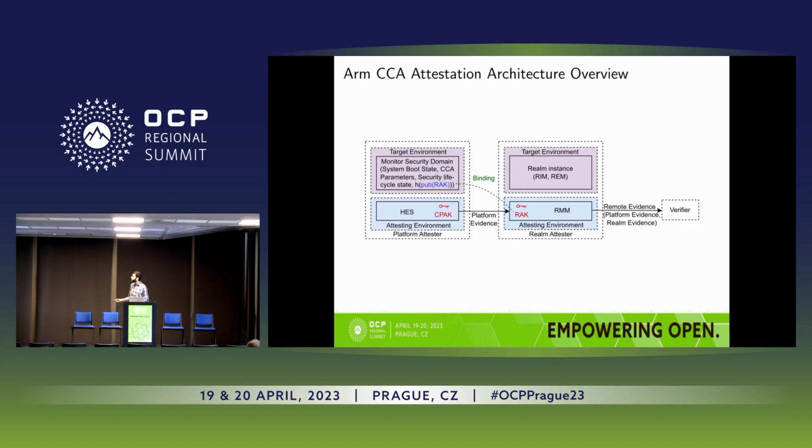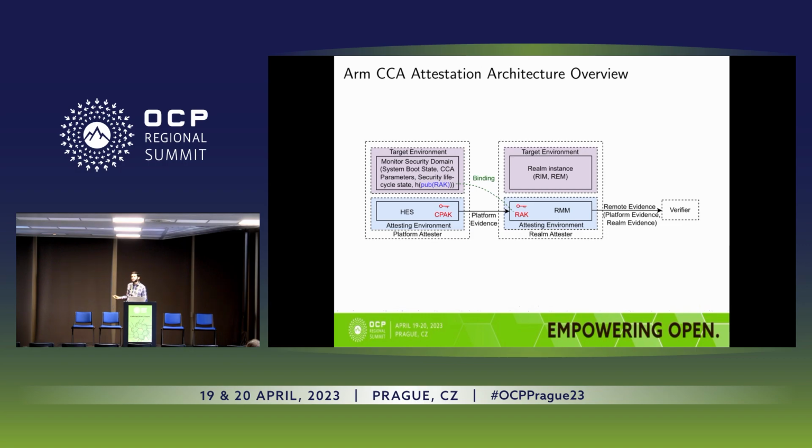Specifically for the category of ARM CCA, we have different target environments and attesting environments. Before I go to that, at a high level, there are two attesters which are composed together, and that's why it's a composite attester. We have a platform attester and a realm attester. The platform attester has the attesting environment HES, and the target environment monitor security domain.